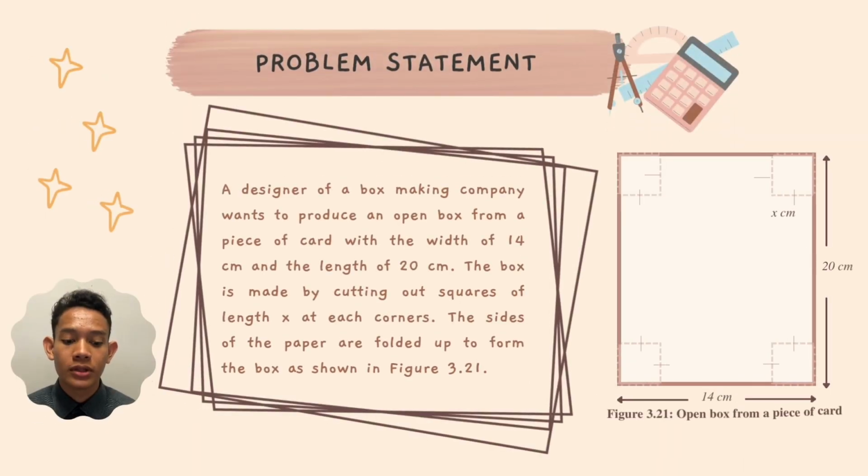For the problem statement, the designer of a box company wants to produce an open box from a piece of card with a width of 14 cm and a length of 20 cm. The box is made by cutting out squares of length x at each corner. The sides of the paper are folded up to form the box, as shown in figure 3.21.